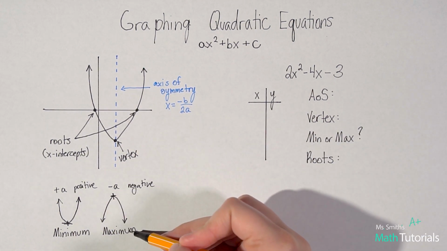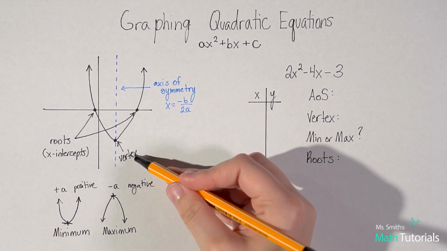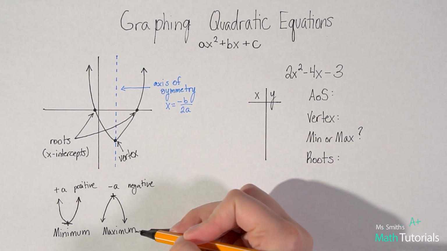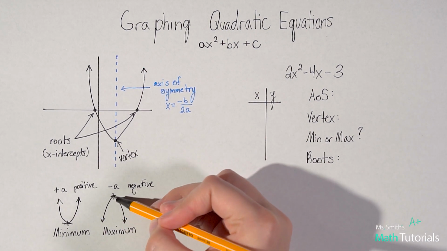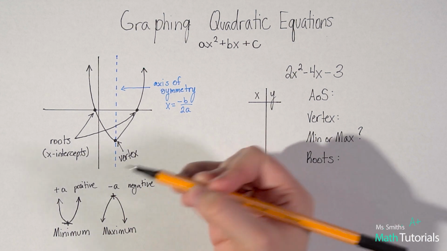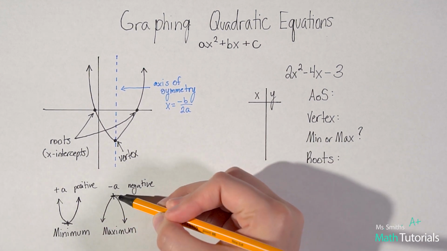and we would call it a maximum. So in that case, you could use these two terms interchangeably. Sometimes they'll call it a vertex, sometimes they'll call it the maximum. Okay, so it just means that we would have a maximum point on a graph versus a minimum point on a graph. Low versus high.